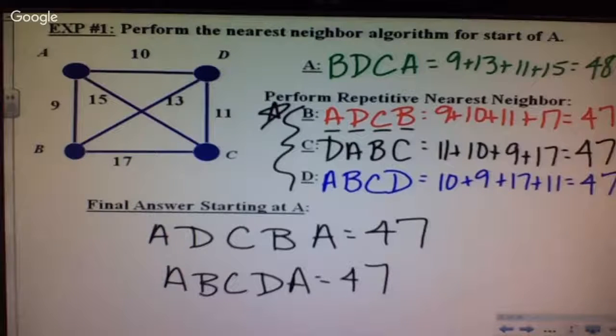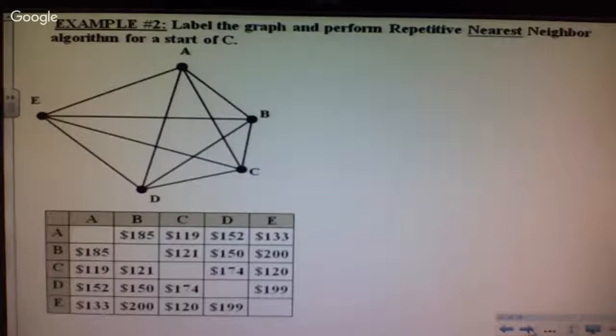So when you do repetitive nearest neighbor, you may end up with the same answers over and over again. But that's how you get the shortest path. Okay? We've got two more of these. So label the graph and then perform nearest neighbor. We need to take all these numbers from the chart and fill them in on the graph.